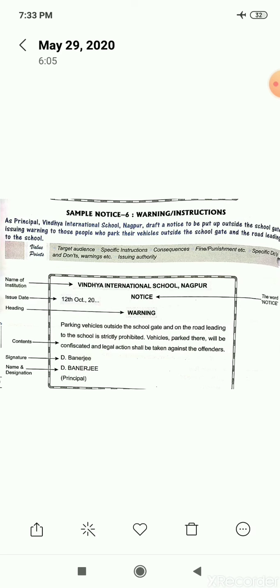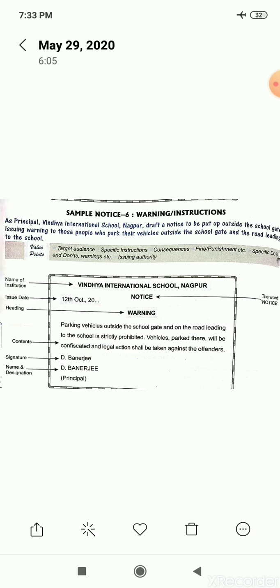So see the format. In the very first line, of course, the complete name of the school, Vindhya International School, Nagpur. Right? In the very second line, we would write the word notice itself. In the third line, the complete date would be written. In the fourth line, the heading should be written. Heading: warning. Right?